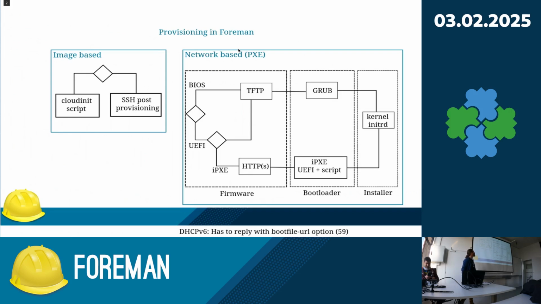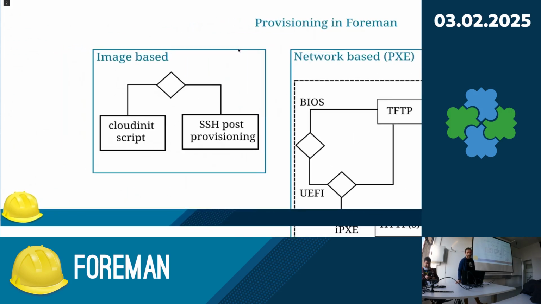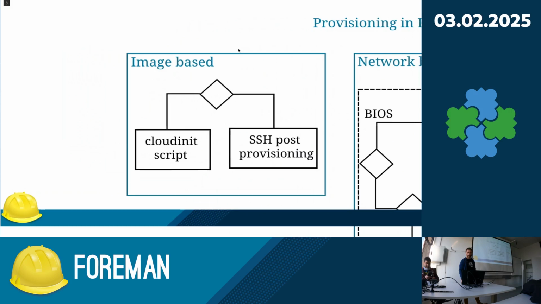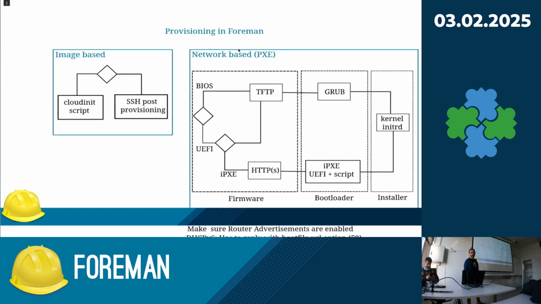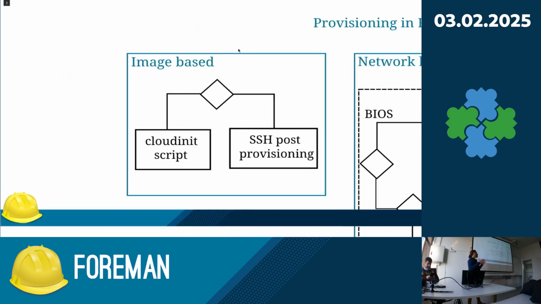So how does provisioning look in Foreman? You have basically two big pillars in provisioning: image-based provisioning and network-based provisioning. You can either use this or that. In image-based provisioning, again, it depends on your systems. You can either provision by cloud-init scripts or SSH post provisioning. We support both of those.